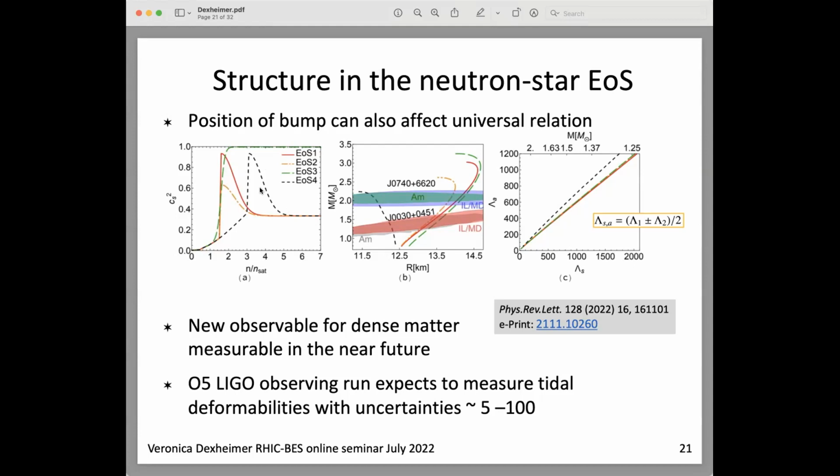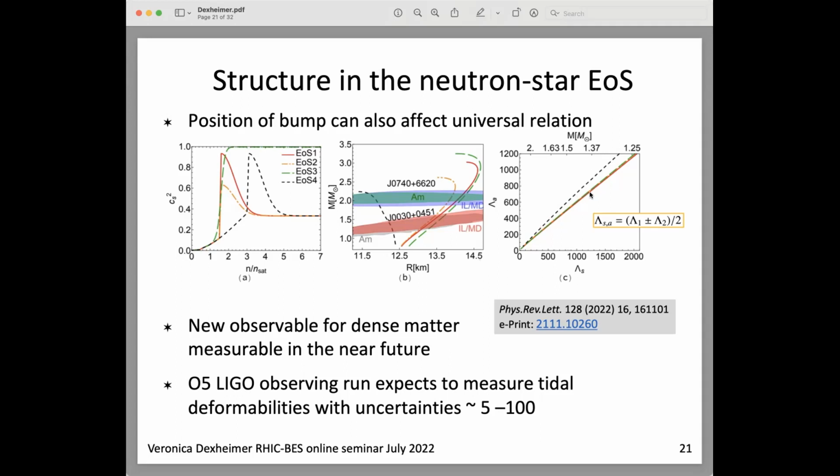And if you compare to a bump that happens later, it doesn't. Because this is related to the compactness, that's mass over radius, which is the quantity that is used to calculate the tidal deformabilities, this creates a change here in the slope of this relation. So there's a line here on the right because we're looking at different masses.